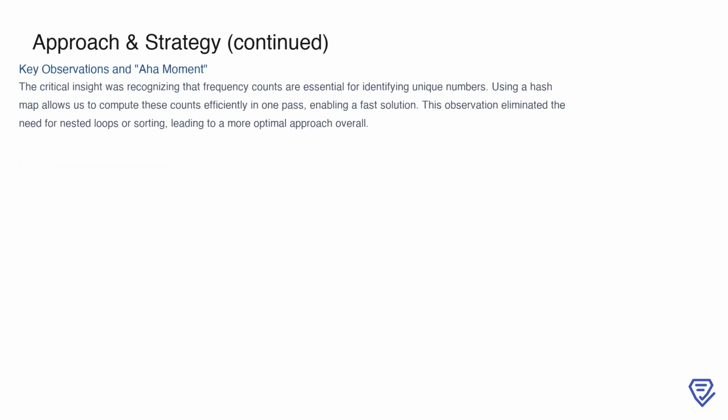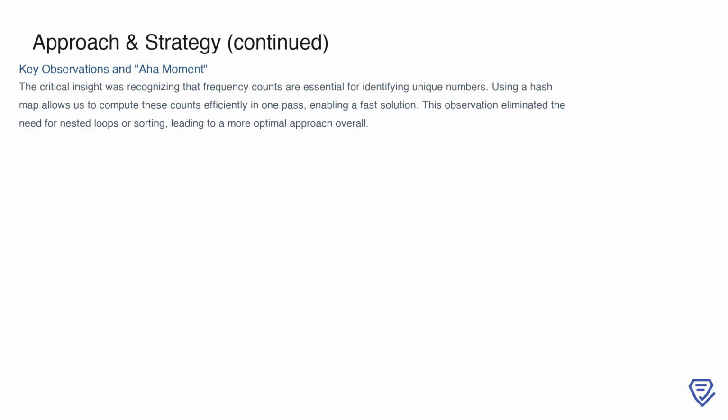The key insight that guided our solution was recognizing the importance of frequency counts for identifying unique numbers. By using a hash map, we could compute these counts efficiently in a single pass through the array, avoiding the need for nested loops or sorting.